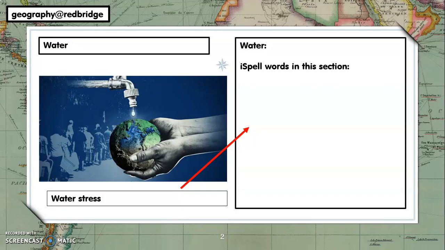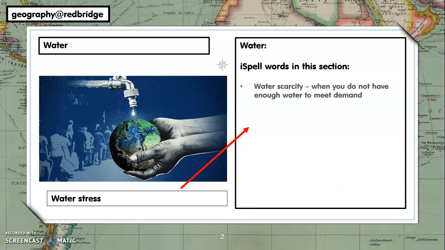So if we look first of all, we've got our iSpell words for this section. You will be expected to use these. There are two long questions in this. There's one 4 marker, one 6 marker, and then there's some 10 quiz questions at the end as well. What I'd like you to do is, when you do the 4 and the 6 mark questions, send those in to me to show that you've done them.